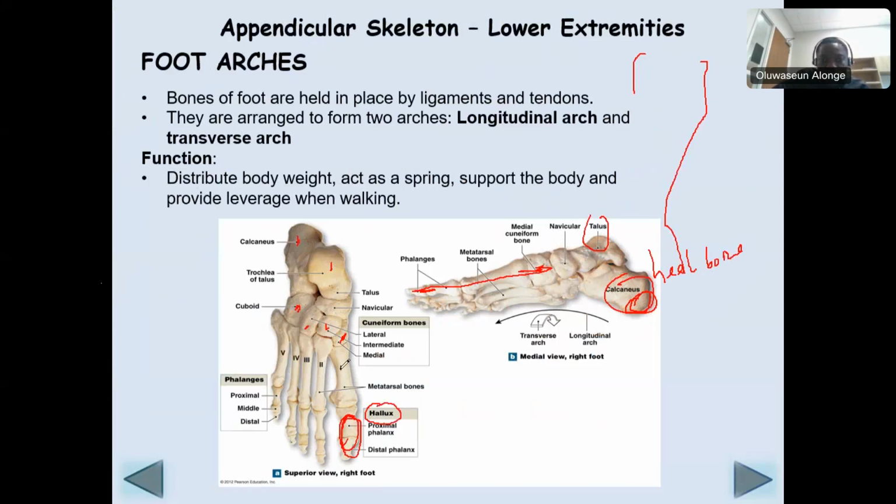Now, the same way, you have metatarsal 1, metatarsal 2, metatarsal 3, metatarsal 4, metatarsal 5. That's all you need to know. The phalanges are the same. There's proximal, middle, and distal, but for the hallux, it's just proximal and distal. Now, these are the arches of the foot. We have the longitudinal arch and the transverse arch. So you see right here, here is the longitudinal arch, and it's made up of the metatarsal bones and the tarsal bones. Then here will be the transverse arch.